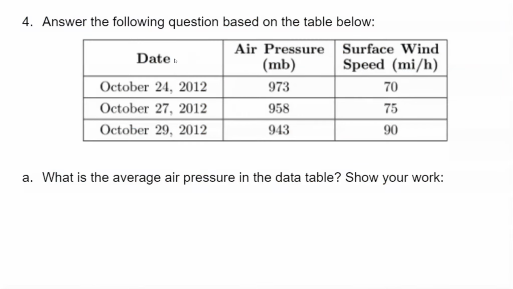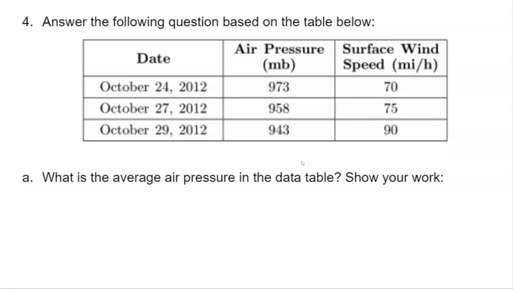I see the data table has dates. It has different values for air pressure in millibars, MB, and it has different values for surface wind speed in miles, MI, per hour, H. So A asks, what is the average air pressure in the data table?